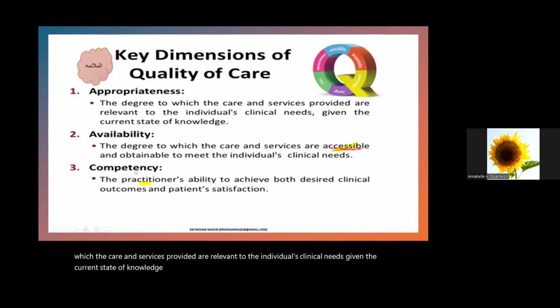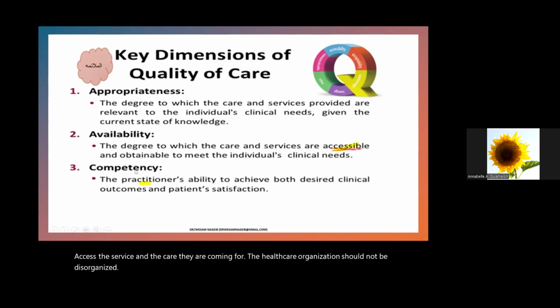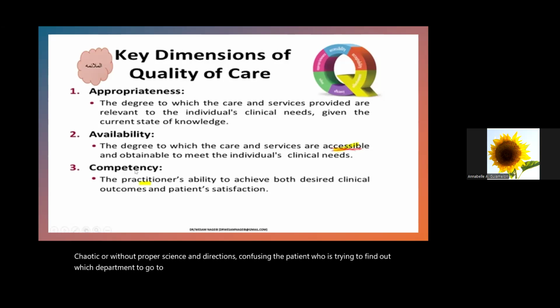Number two, availability, or accessibility. It means ensuring that the patient can easily access the service and the care they are coming for. The healthcare organization should not be disorganized, chaotic, or without proper signs and directions, confusing the patient who is trying to find out which department to go to, how to get there, and where to walk. No, the service must always be accessible and easy to obtain.